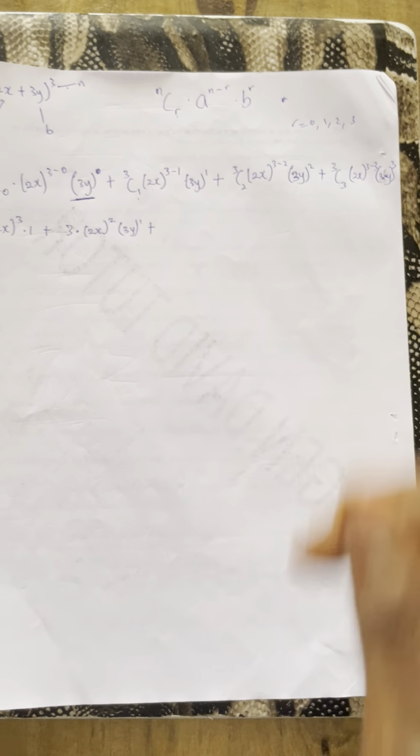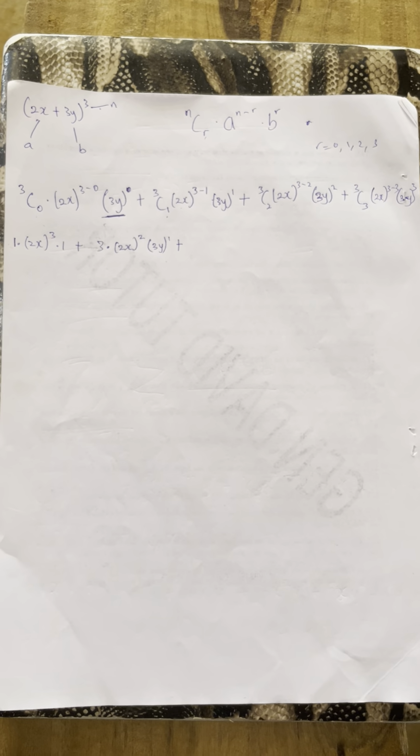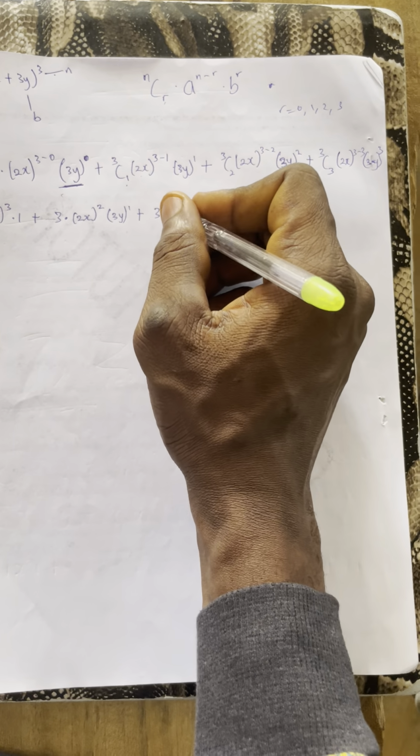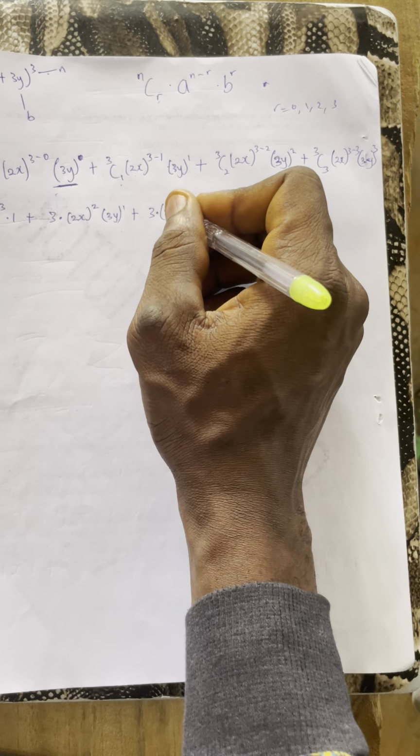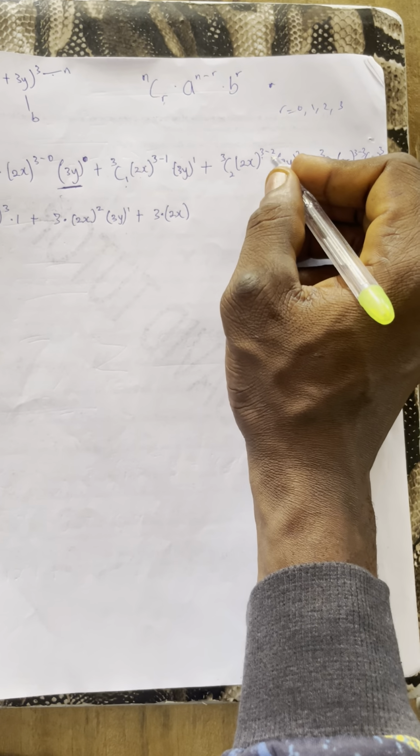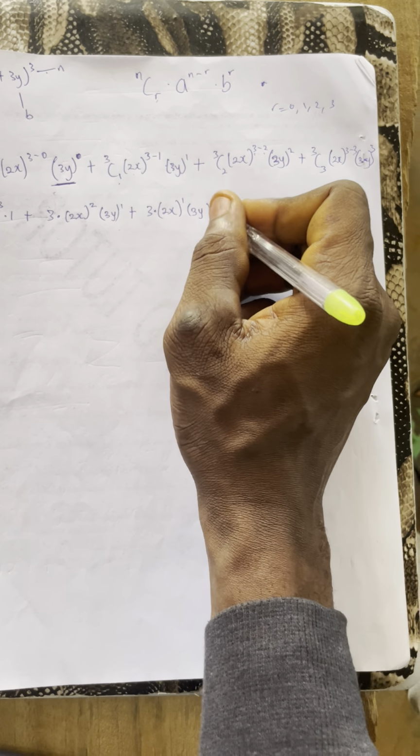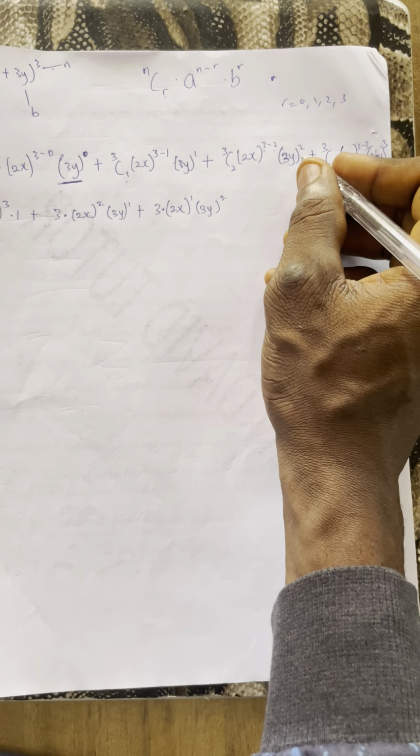Plus this one, 3 combination 2 will give you 3. So this place is also 3. We have 3, then multiply by 2x raised to power 3 minus 2, that equals 1. Then 3y raised to power 2.